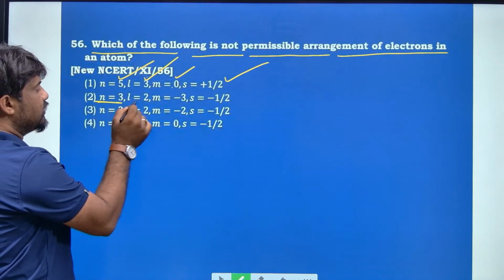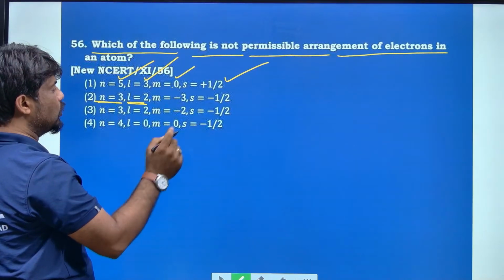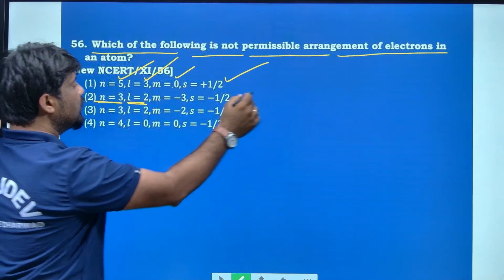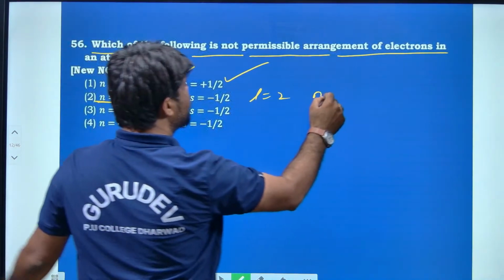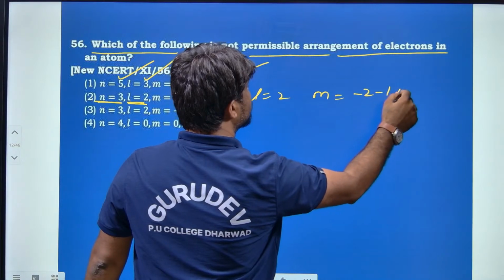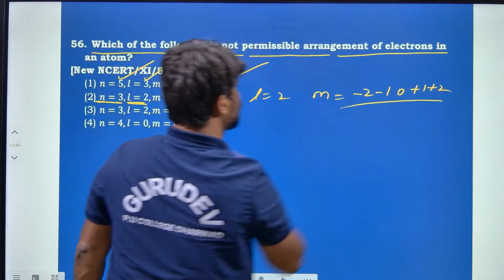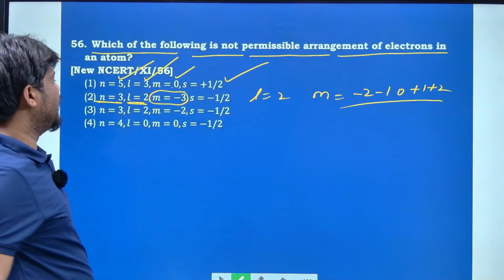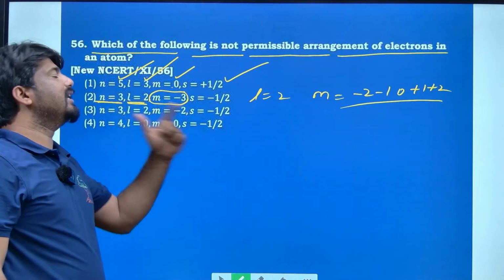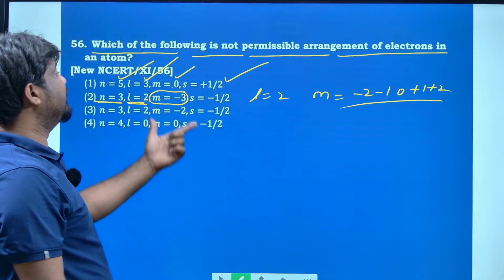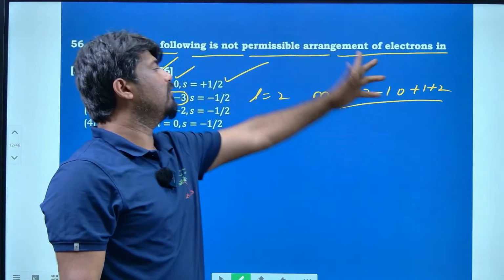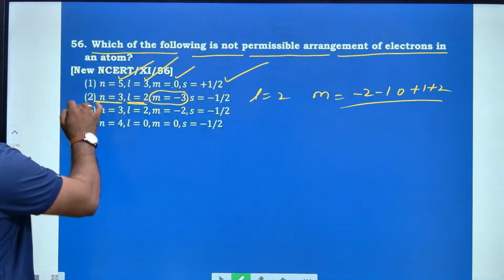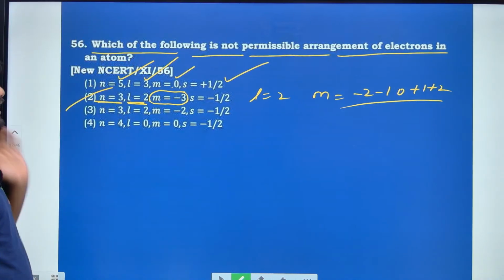If n is equal to 3, then l is equal to 2. If l is equal to 2, then m is equal to minus 2, minus 1, 0, plus 1 and plus 2. But here they have given m is equal to 3. If l is equal to 2, then m cannot be minus 3. Hence, this is not a permissible arrangement of electrons. Hence, the right answer for the question is option 2. Well, move to the next.